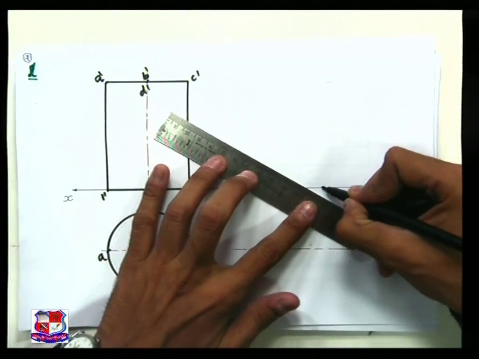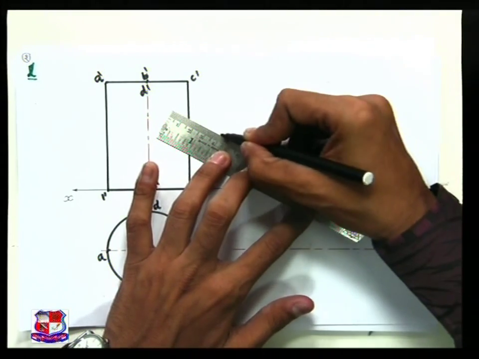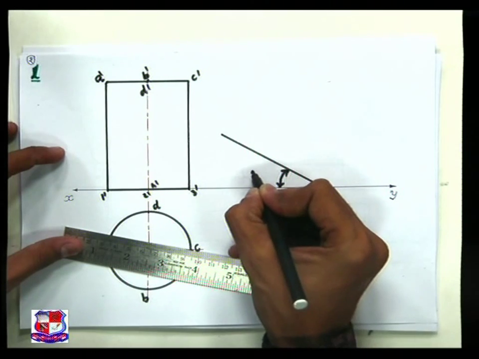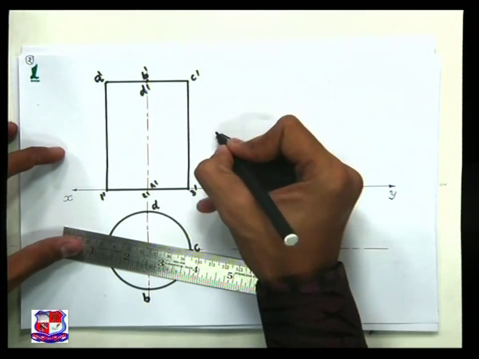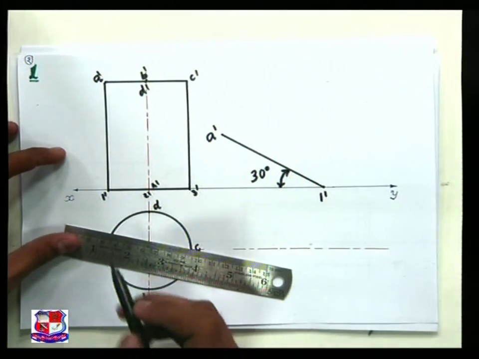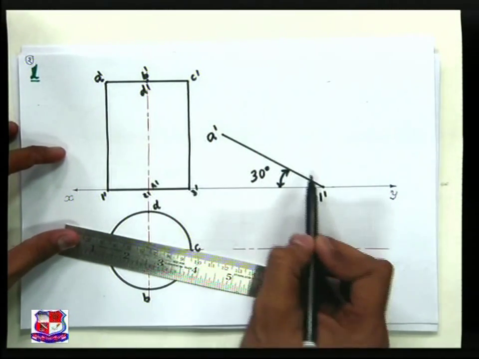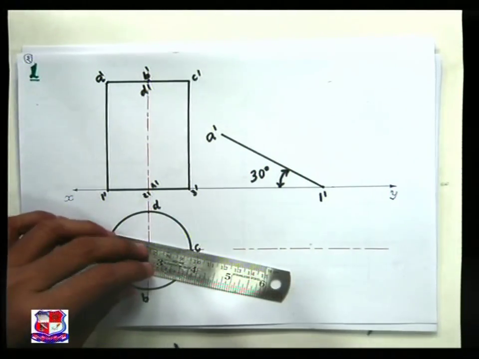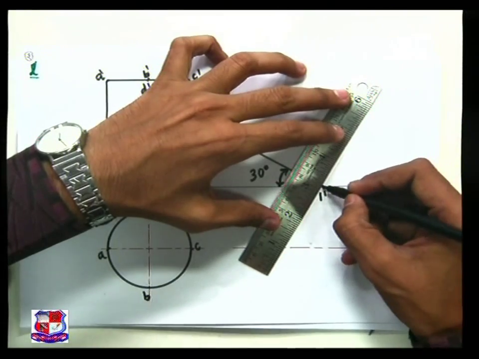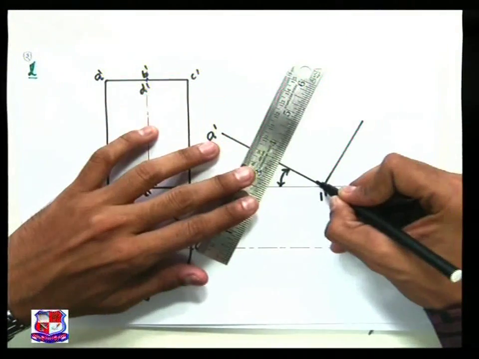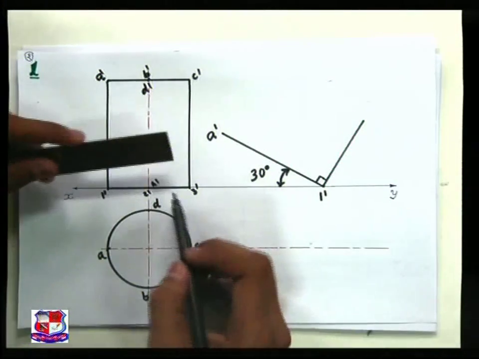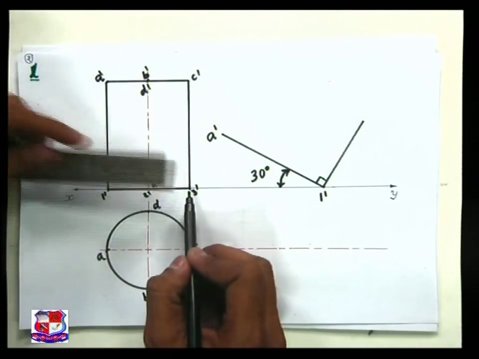So anywhere on the XY line, draw A dash 1 dash in such a way that this angle becomes 30 degree. Here is point A dash and here is point 1 dash. We have just redrawn this line over here such that it makes an angle of 30 degree with the XY line. Now this internal angle would be 90 degree, as it's a rectangle. Measure this distance. Here this distance is equal to the diameter of this circle, that is 50 mm.